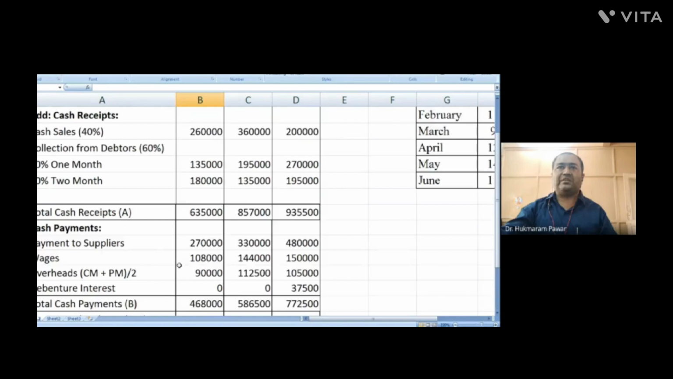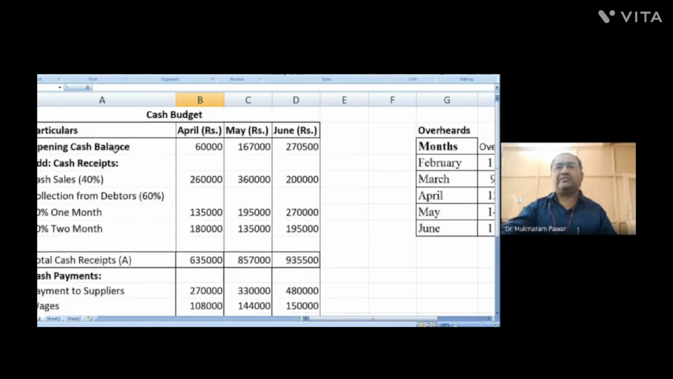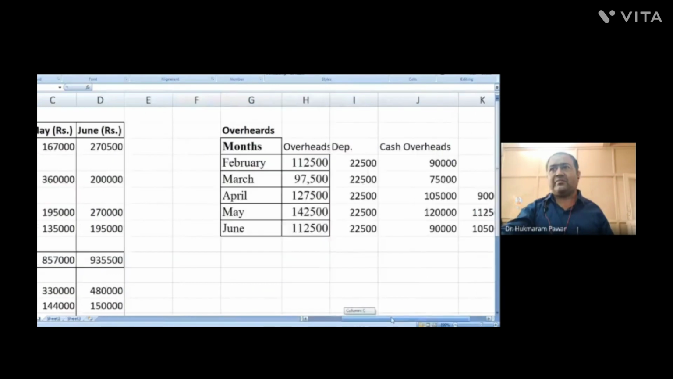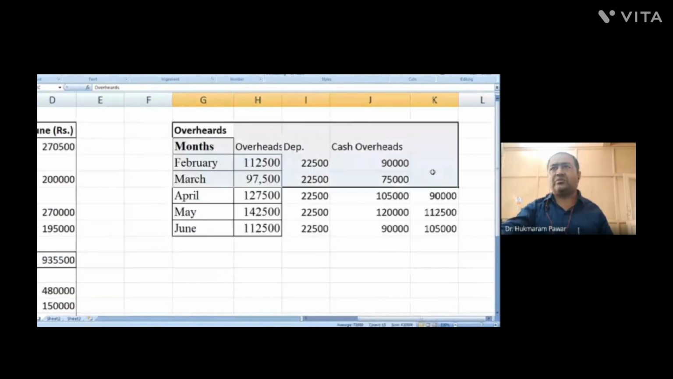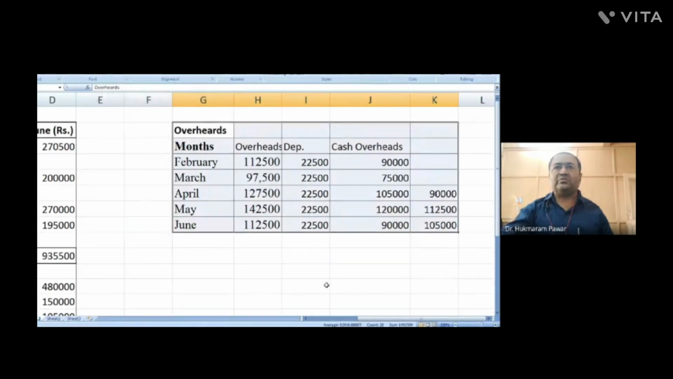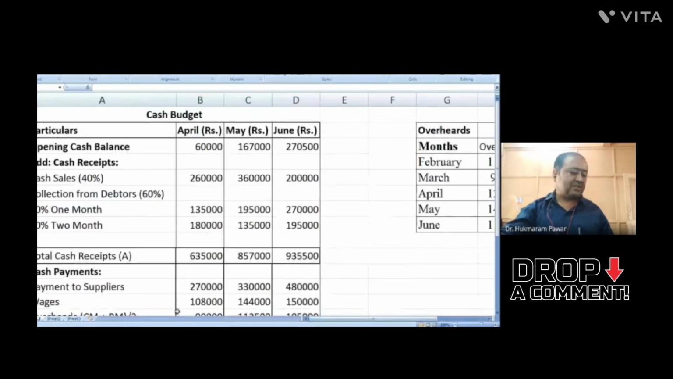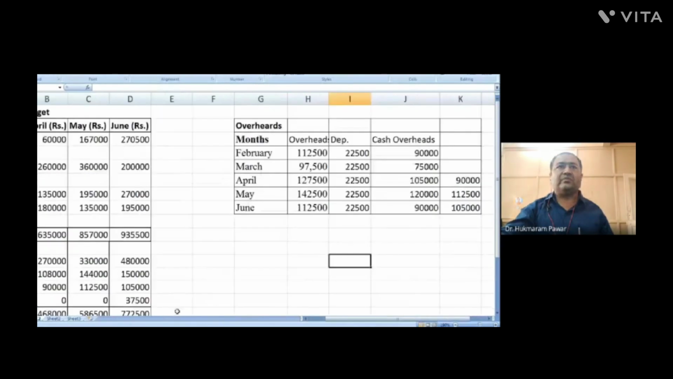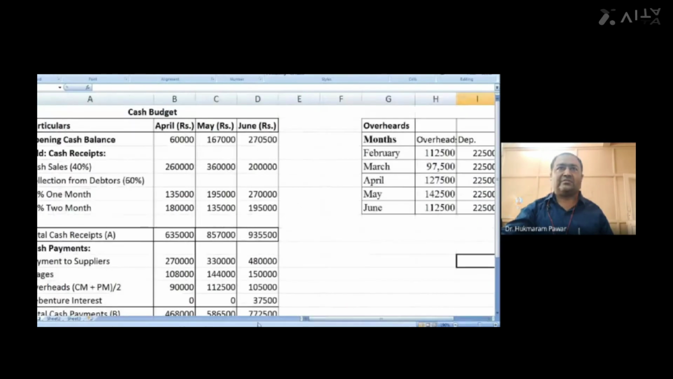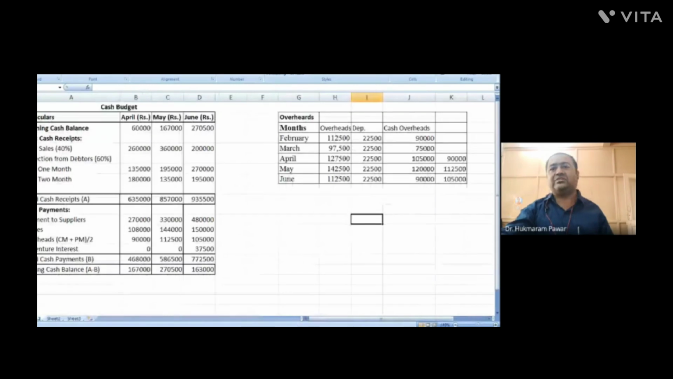Our cash budget is ready. Clear? Receipt side, payment side, and if required, we prepare the working note also. If needed, you make the working note; if not needed, it is not compulsory to make it. But if you understand it well, then you can. Otherwise, this is your answer. And this is the final view of your answer. If you want to take a screenshot, you can.